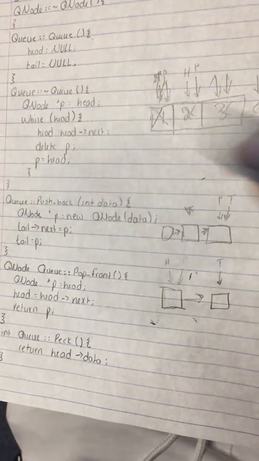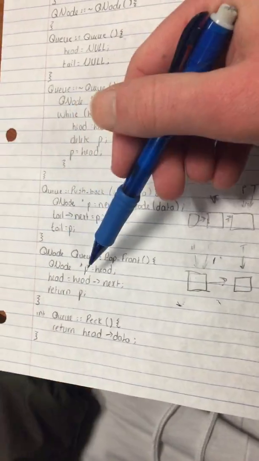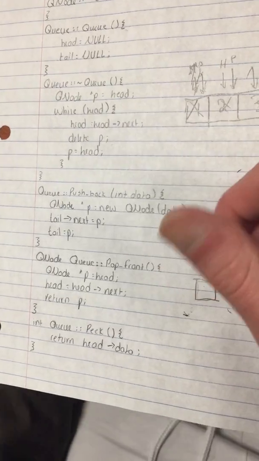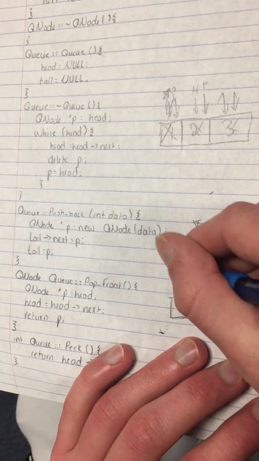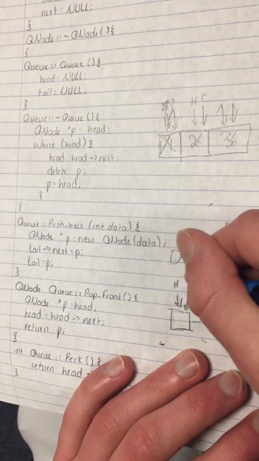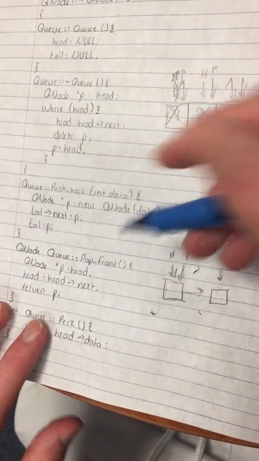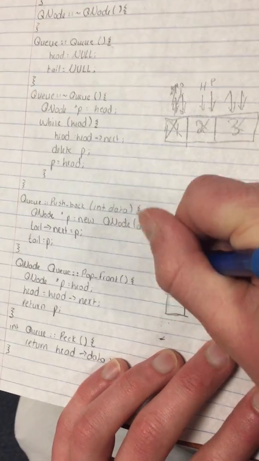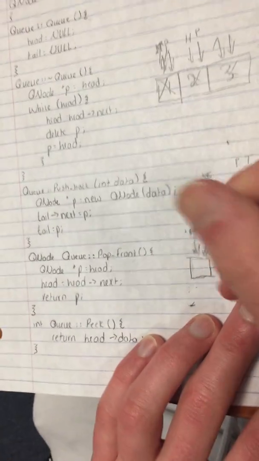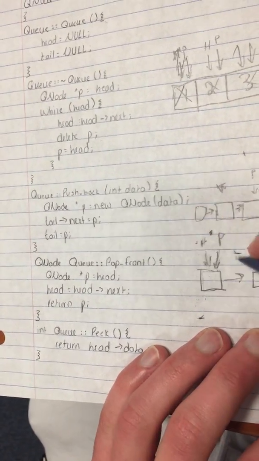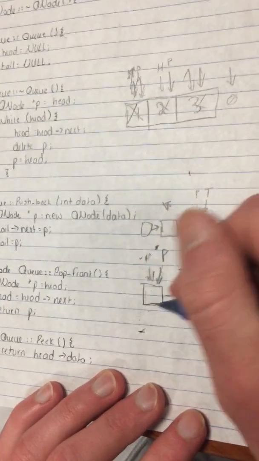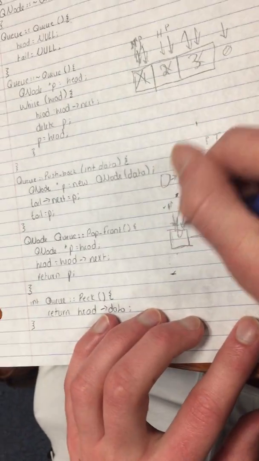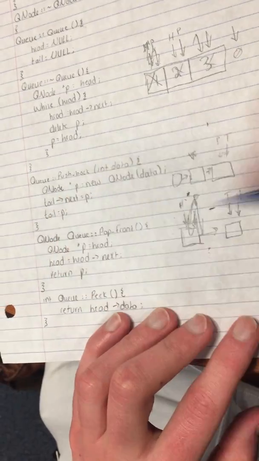Alright, so we're going to create a new pointer of type QNode and point it to head. So here we got our head, here we got our pointer. And so we're going to set head equal to head dot next. So that would be the head now. And we're going to return p because we want to remove this first element and return it. So get rid of that and you just return it.